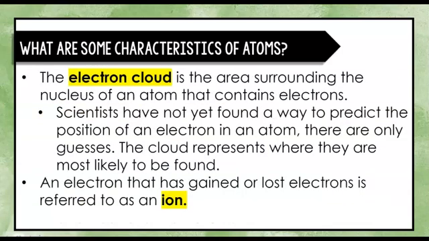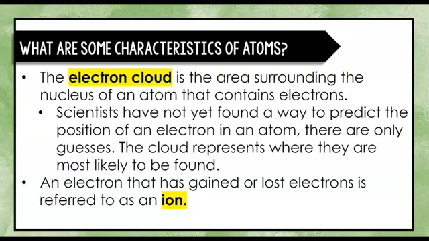Now that we've talked about the nucleus, let's talk about the electron cloud, or the area surrounding the nucleus of an atom that contains electrons. Scientists have not yet found a way to predict the position of an electron in an atom. There are only some guesses. So the cloud represents where they are most likely to be found. Not to say that the electrons aren't found elsewhere, it's just these are the places they're most likely found.